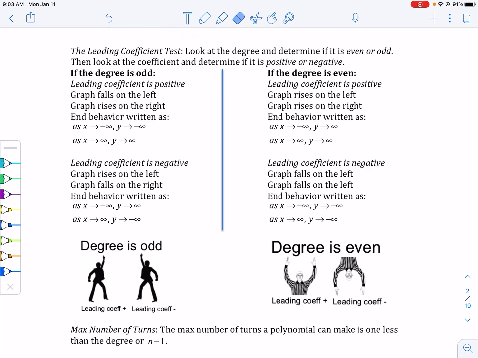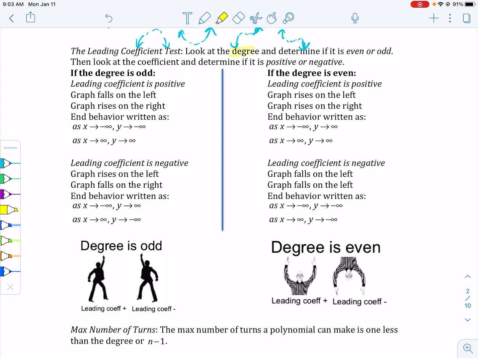So let me redraw that. It's going down to the far left and down to the far right. It's going up to the far left and up to the far right. Or it's going down to the far left and up to the far right. Or it's going up to the far left and down to the far right. Okay? So we can tell that piece of information based on looking at the leading coefficient and the degree.